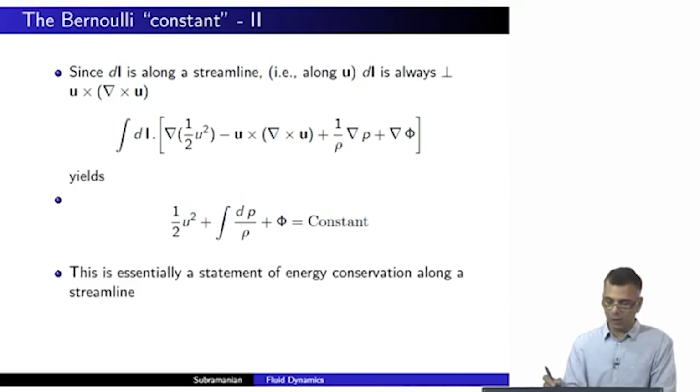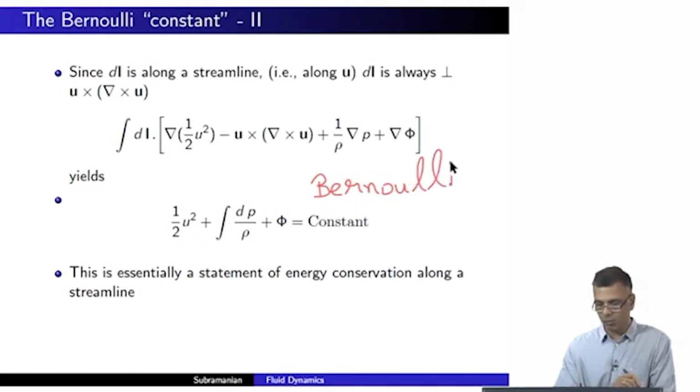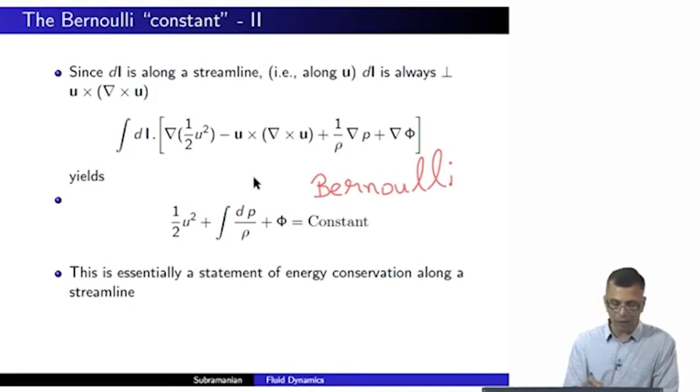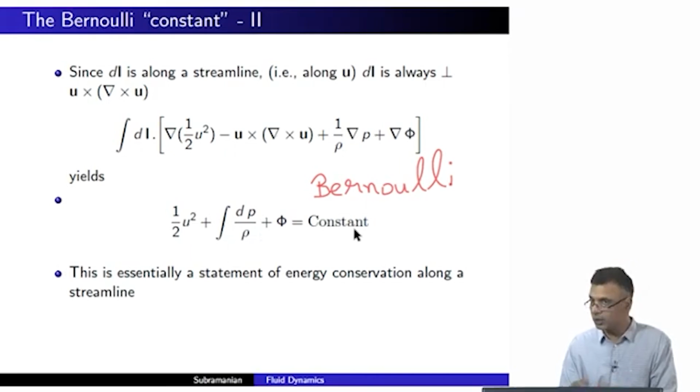So, this is what many times people write as, you guessed it, the Bernoulli constant. This is essentially a statement of energy conservation. If this is not immediately evident to you, half u squared is kinetic energy per unit mass. So, the rest of them had better have units of energy, and you can check that. The gravitational potential has the units of energy, and if you put down the units properly, you will find that this also has the units of energy per unit mass. So this is essentially a statement of energy conservation along a streamline.